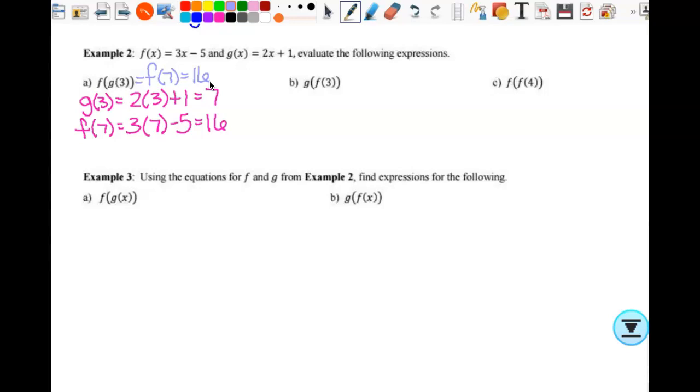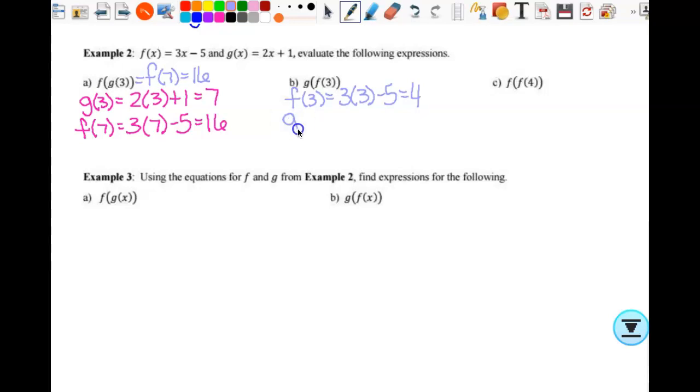Everybody good with all that? Yes? Any questions? All right. So then I need here, what am I going to find first? F of 3. F of 3, 3 times 3 minus 5. Give me 4. Right.